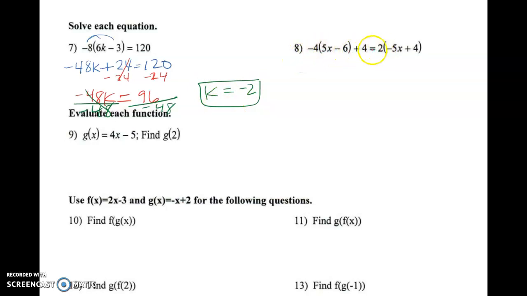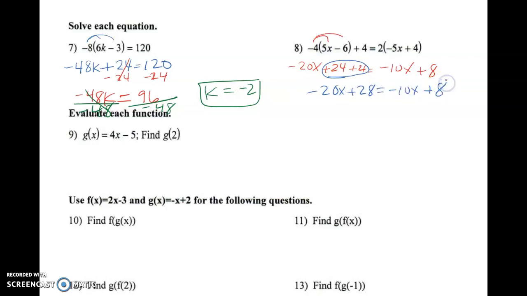Alright, now number 8, I'm going to distribute, and I get negative 20x plus 24 plus 4 equals negative 10x plus 8. If I combine like terms, I get negative 20x plus 28 equals negative 10x plus 8. So I'm going to move my x's to one side. I'm actually going to move my x's to the other side. So I have 28 equals 10x plus 8, because negative 10x and a positive 20x gives me 10x.